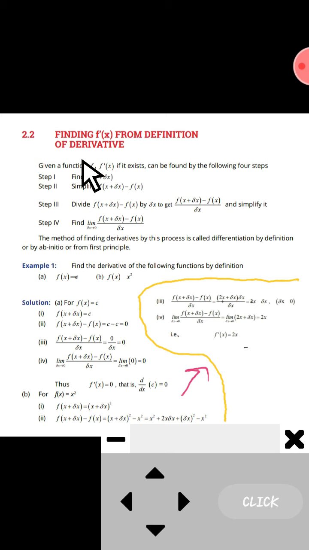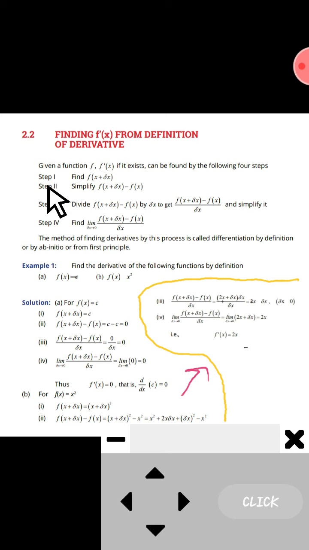So our first topic in differentiation is how to find the derivative of a function f of x by using the definition of derivative. I have written some steps in this video and I will tell you all the steps which we will take to find the derivative of the function. Let us suppose a function f of x. If the derivative of that function, f dash of x, exists, then we can find the derivative using the following steps. What is step number 1?